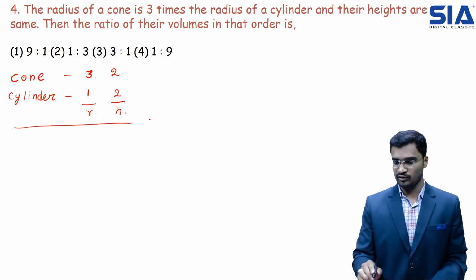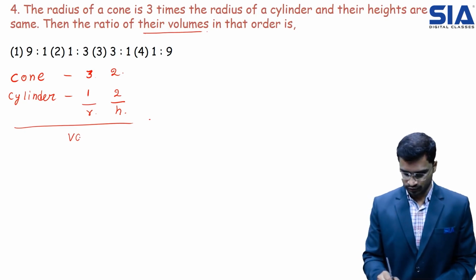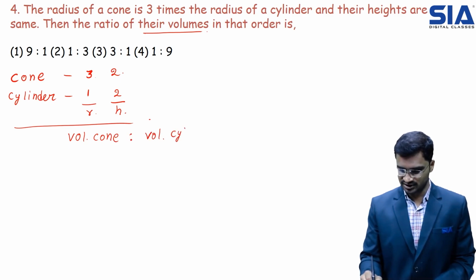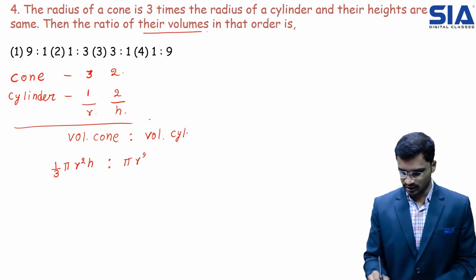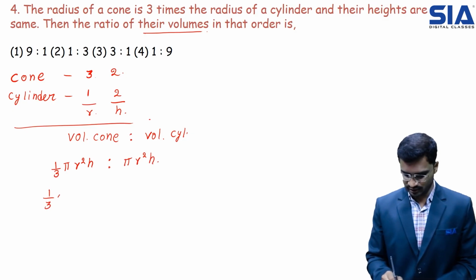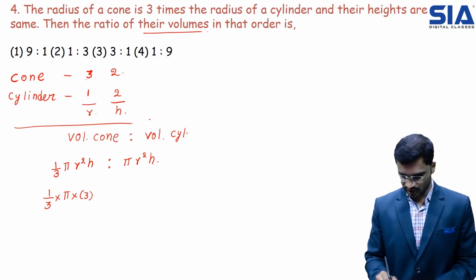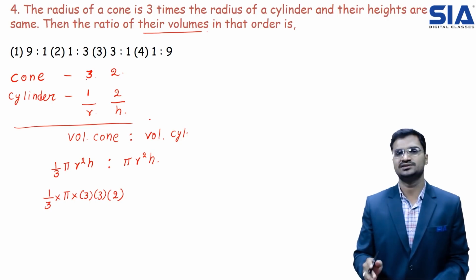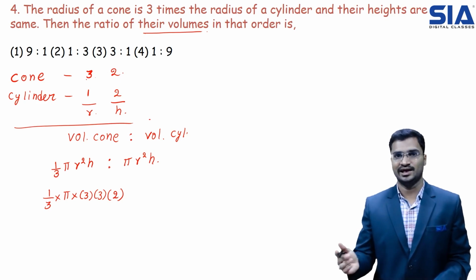Now what we have to do is find their volume ratio. So the volume of a cone to the volume of a cylinder. The volume of a cone is 1 by 3 pi r square h, and the volume of a cylinder is pi r square h. Now 1 by 3 pi means pi, then the radius of the cone is 3 into 3, and the height of the cone is 2. You can take whatever value of h, as both of these are the same. I can take 1 or 3, as it gets cancelled.